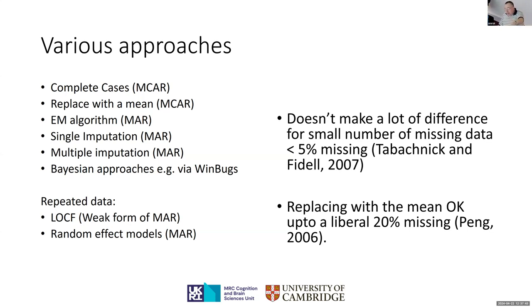There are other rules of thumb. This strikes me as a bit liberal, but there is a reference there that says even up to 20%, you can just use the overall mean. So that's something that we can consider when we're deciding how we're going to replace the missing data, how much of it is actually missing.